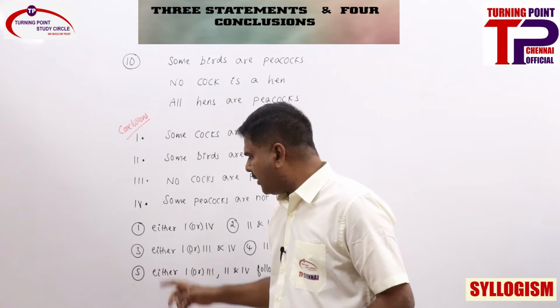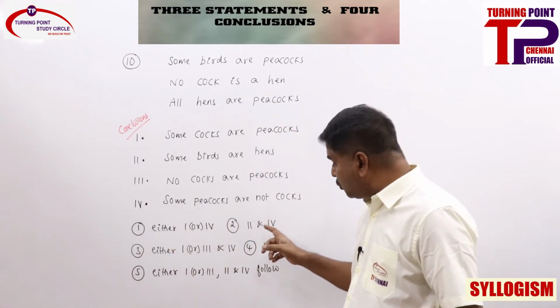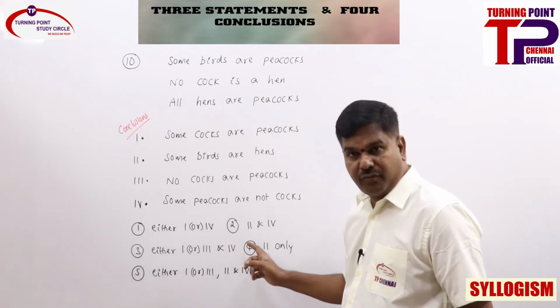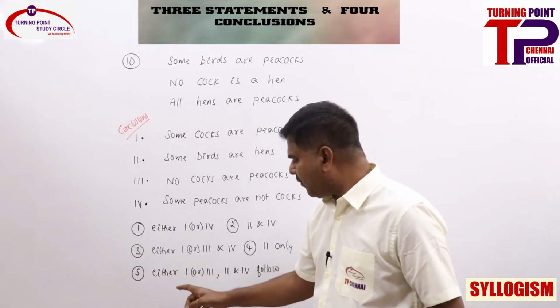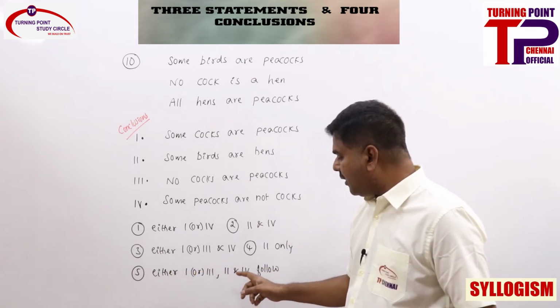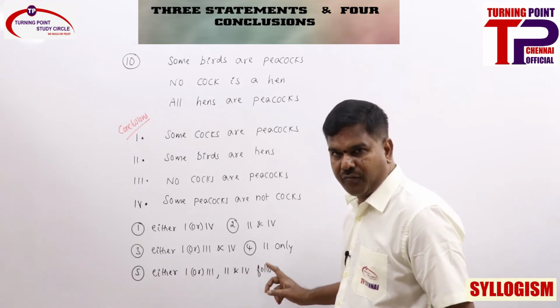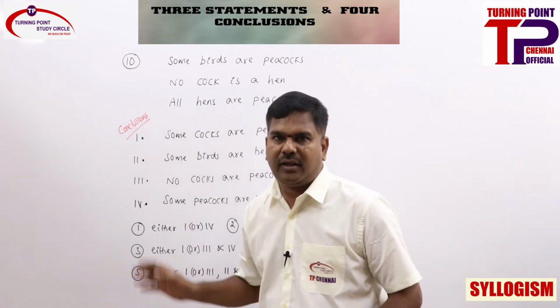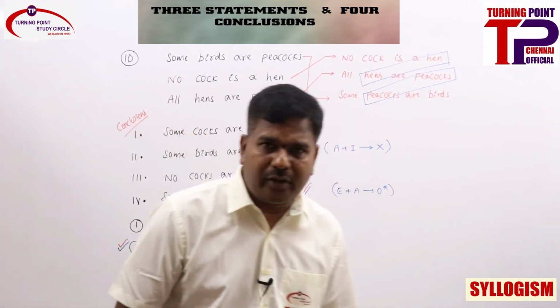Give answer as 1 if only either 1 or 4 follows. 2, 2 and 4 follow. 3, either 1 or 3 and 4 follow. Fourth one, only 2 follows. Fifth one, either 1 or 3 and 2 and 4 follow. Clear? Try it out. We will discuss later. Did you get the answer?